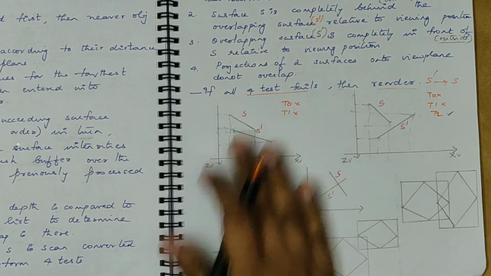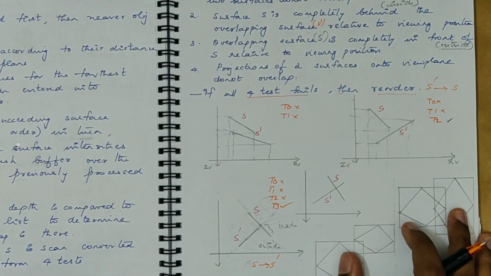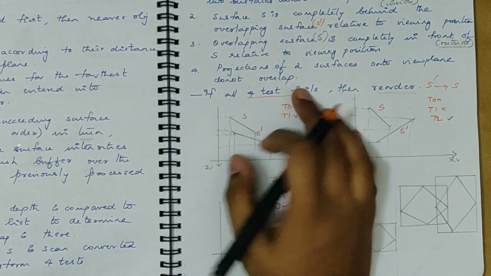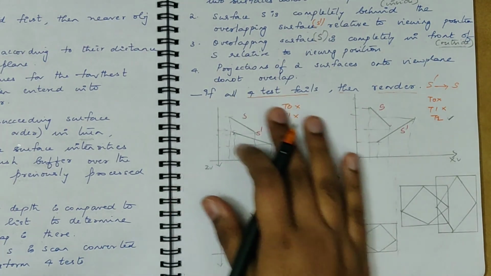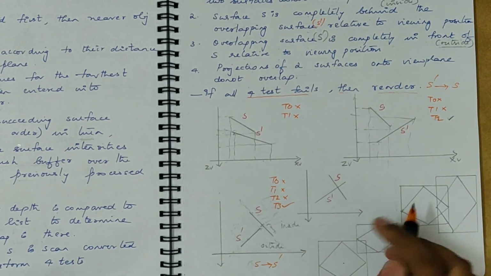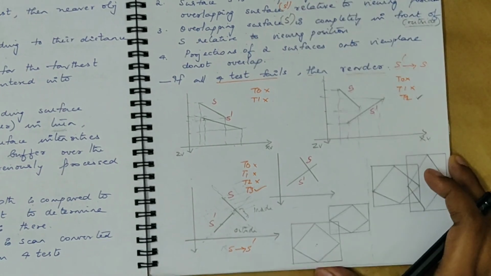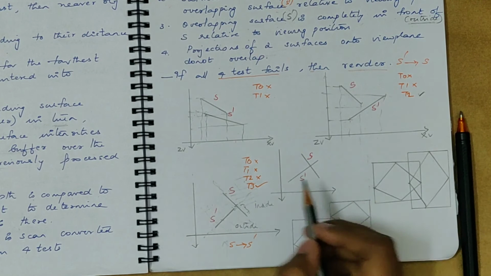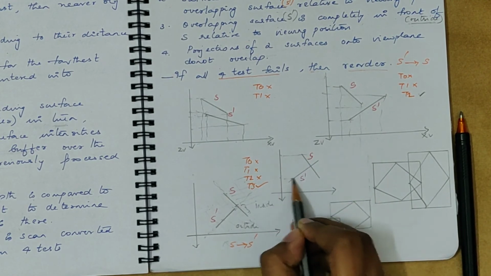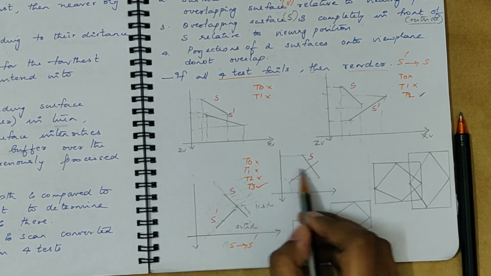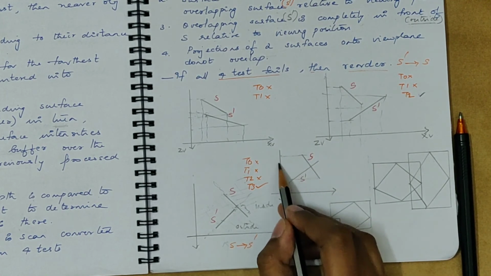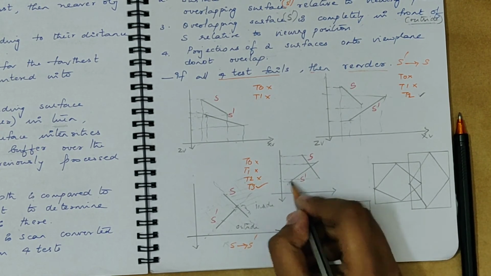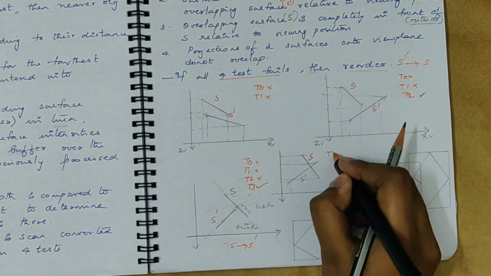Now the last test case is that the projection of the two surfaces onto the view plane should not overlap. Let us take this example, which I have given here. You can see that this actually fails all the cases. First, there is a depth overlap in the z-axis. There is a depth overlap here, and so this has failed test 0.